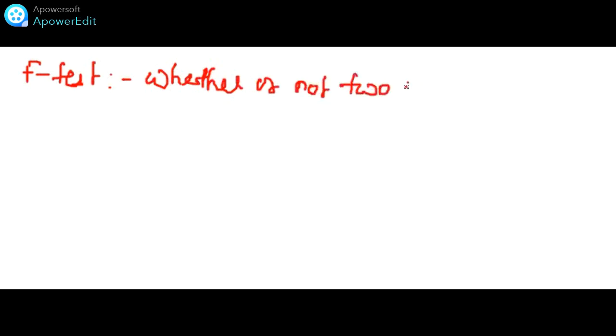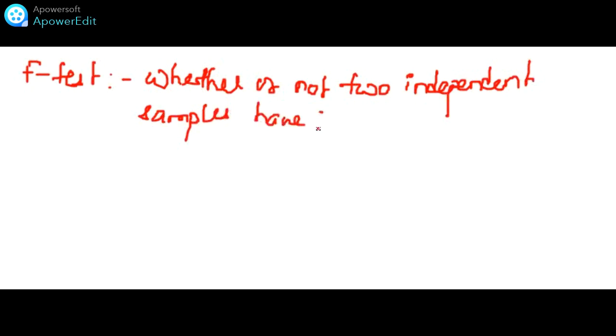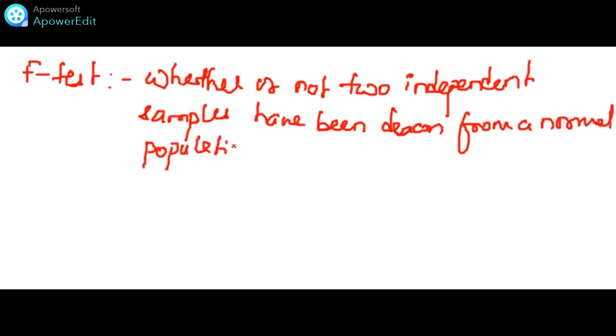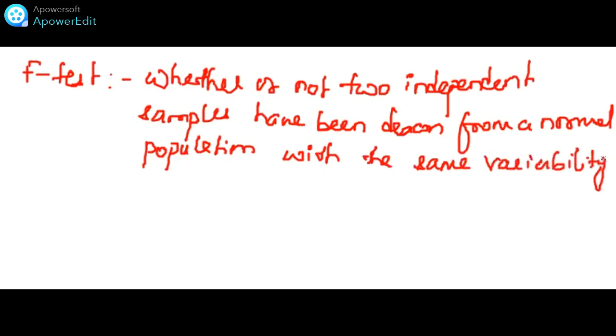Also, one more point about the F test is that it tells us whether or not two independent samples have been drawn from a normal population with the same variability, that is, samples drawn from a normal population having the same variability or not.